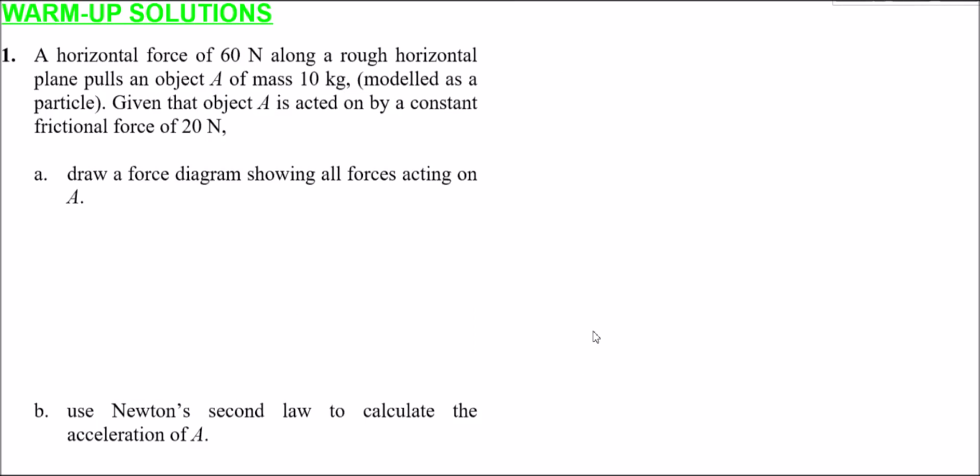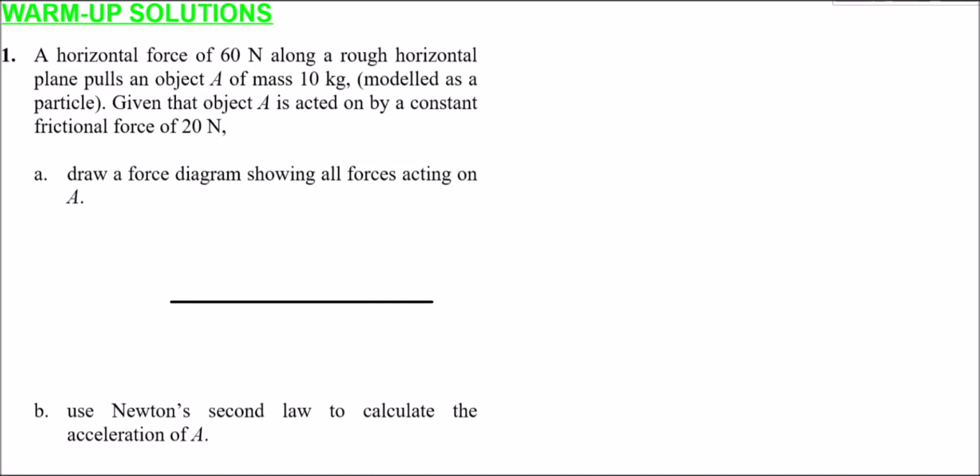So for number 1, what we have is a horizontal force of 60 newtons acting along a rough horizontal plane which is pulling an object A of mass 10 kilograms, which importantly is modelled as a particle. So given that object A is acted on by a constant frictional force of 20 newtons, draw a force diagram showing all forces acting on A. Well, it says here that it's a rough horizontal plane. So horizontal means we're just going to go left and right, like so. It's a particle, so there's going to be no air resistance.